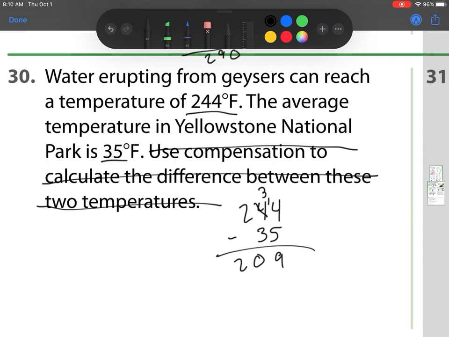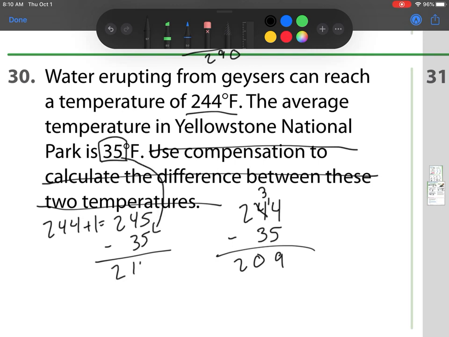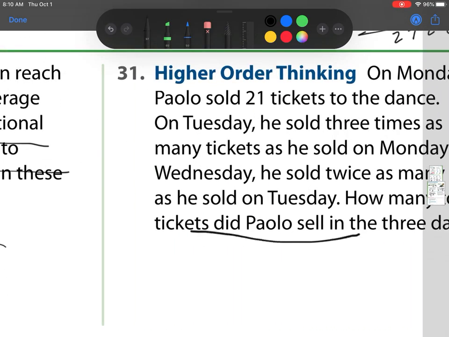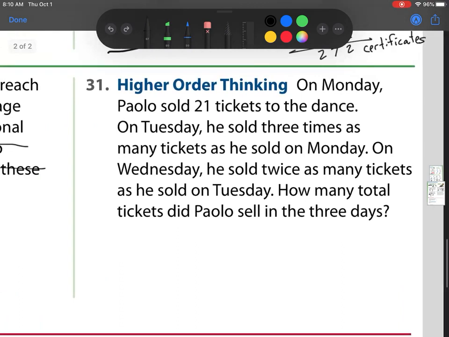So it's going to be 209. What we could do for compensation is add 1 to 244, which would give us 245. But if we add 1 there, what does that mean? It means we have to take away that 1 after we do subtraction. So we would subtract that 35, which gives us 210, so that was easy to do. But now we have to take away this 1 that we added up here. And you'll notice our answers are the same. I personally will use that standard one though, almost every single time.